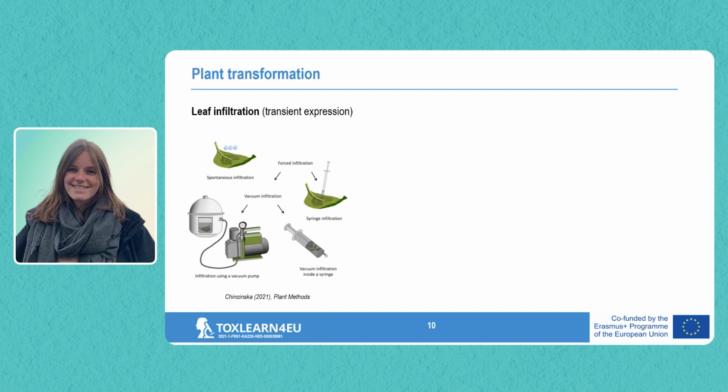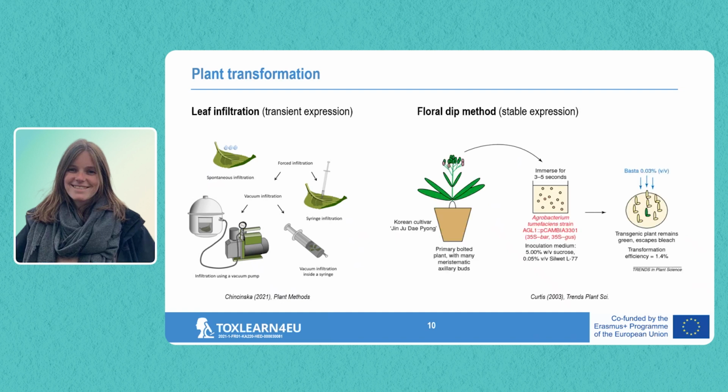What you will get in that case is a transient expression. This is something that's usually done on tobacco plants, or Nicotiana benthamiana. After, I think, 2 or 3 days, depending on the plant species, you will get the fluorescent signal in the leaves. But this is transient, so you can only measure it for a few days and then the signal will disappear. What's even more interesting, but this is not possible on all plant species, is to use the floral dip method. And then you can get a stable expression. This is something that's especially used a lot on Arabidopsis, the model plant that we work on a lot.